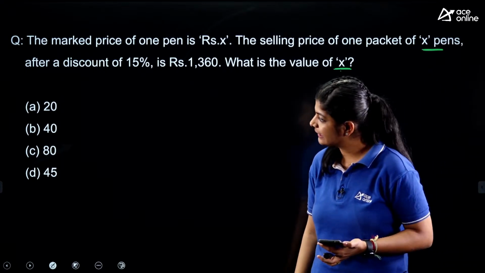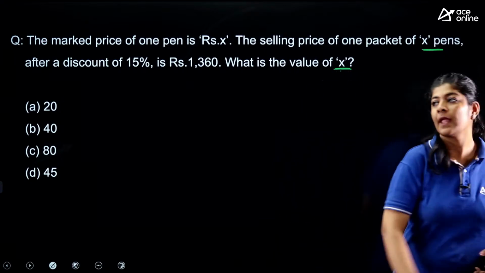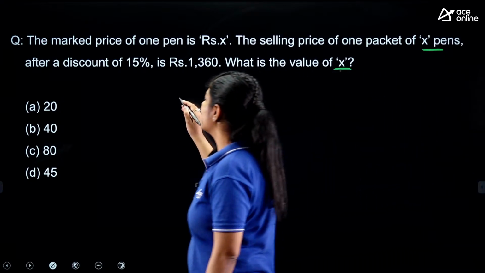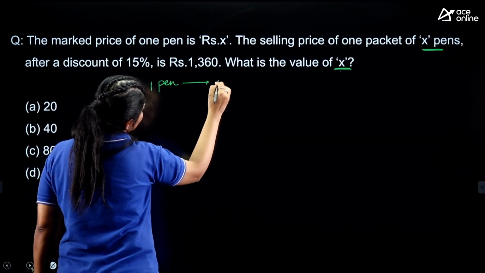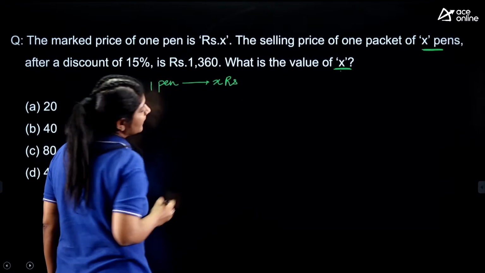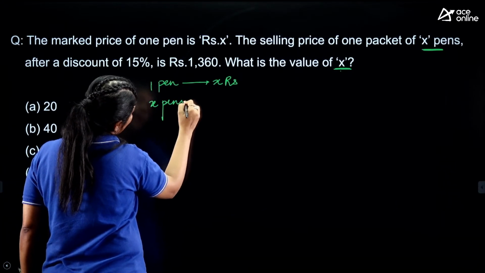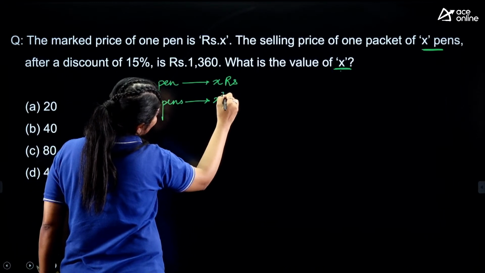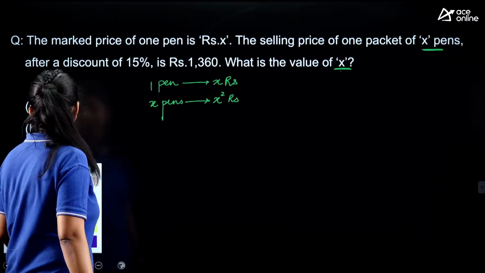Let's see, very good, I guess the answer is correct. So the question is saying that the marked price of one pen is X rupees, right? So if we have X pens, that means the marked price is X square rupees, right? This is the normal thing.